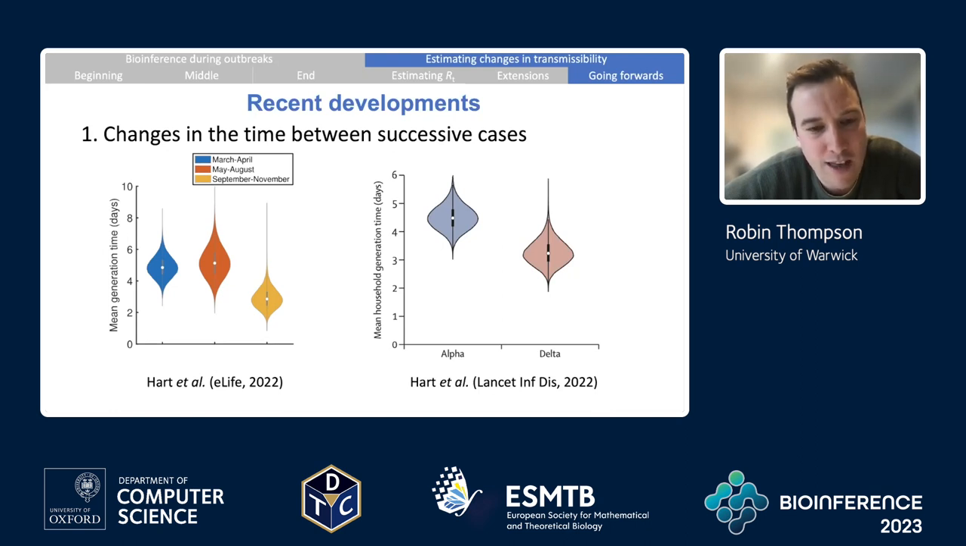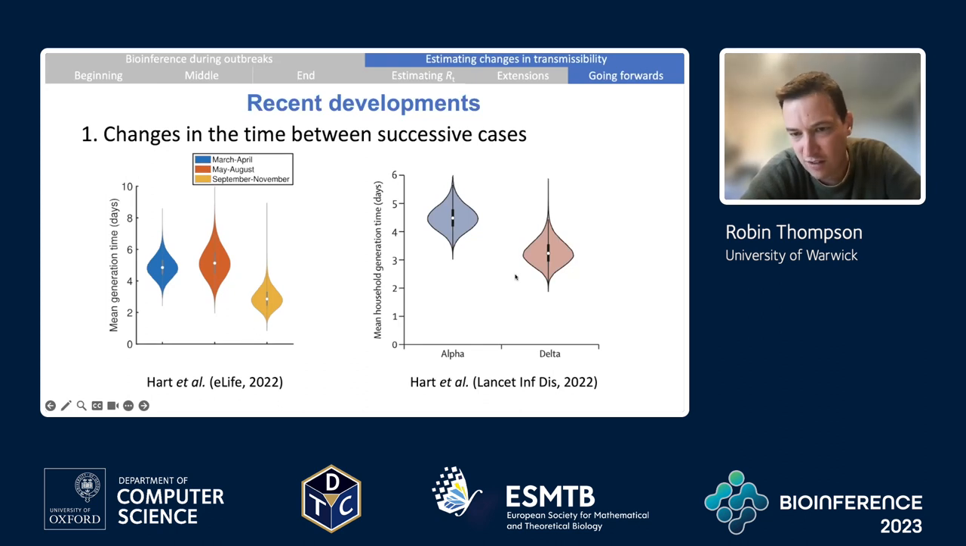Our hypothesis there was that that meant that people were spreading the virus more quickly because they were spending more time inside and therefore having closer contacts. And so that might be the reason for this reduction in the generation time between early 2020 and late 2020. The other thing that Will did is he looked at changes in the generation time between different variants of SARS-CoV-2 as the outbreak went on.